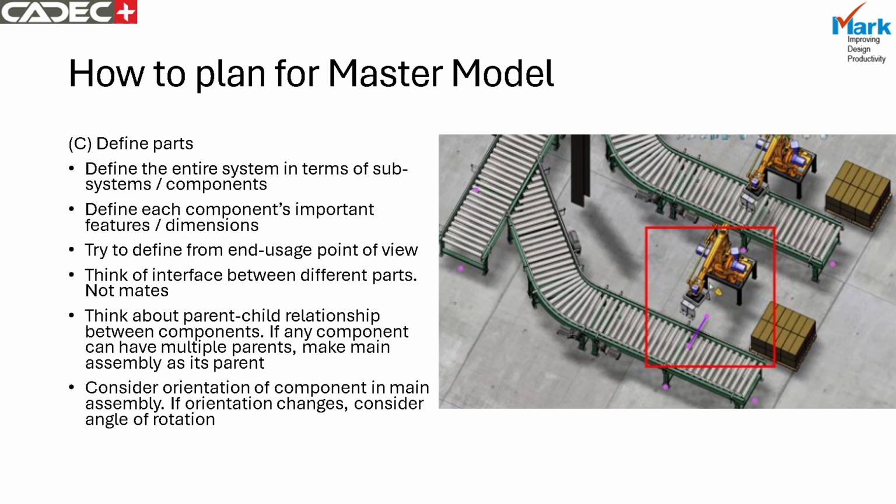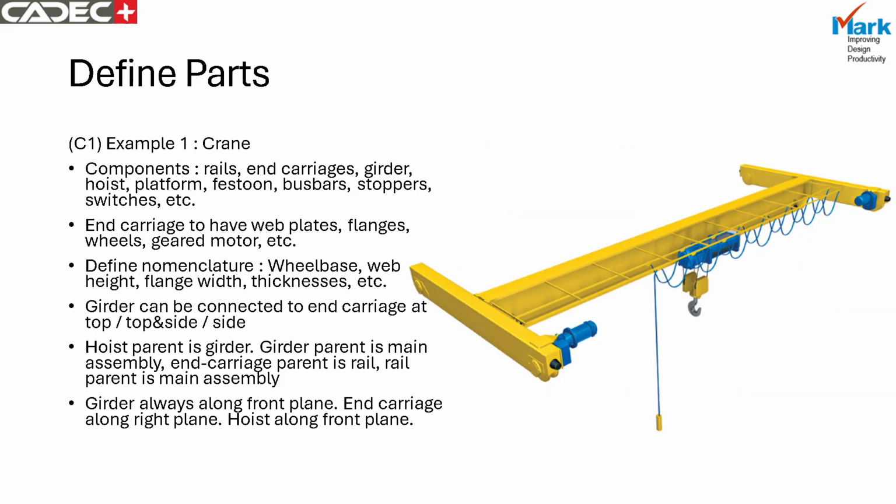Then we need to plan the master model. So first is to plan the parts. Think of the entire system in terms of subsystems or components. Try to define it from the end usage point of view. Think of the interface between different parts and not mates. Consider the orientation of the components in the main assembly.